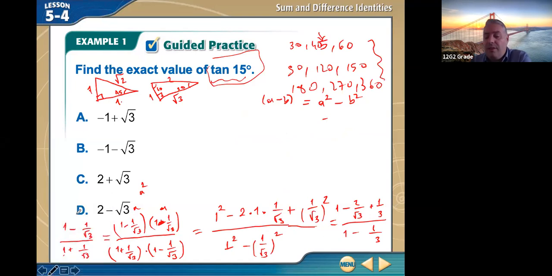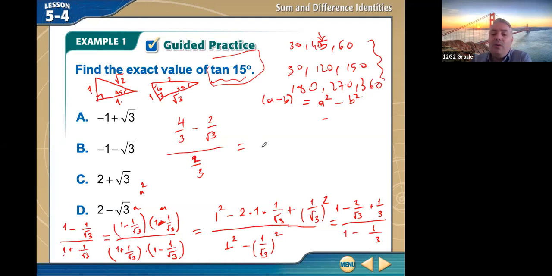So after that, what can I do? This is 1 over 3. If I operate this, 1 times 3 is 3, plus 1 is 4, so 4 over 3, minus 2 over √3, divided by 1 times 3 is 3, 3 minus 1 is 2, so 2 over 3. This is now 2 over 3.